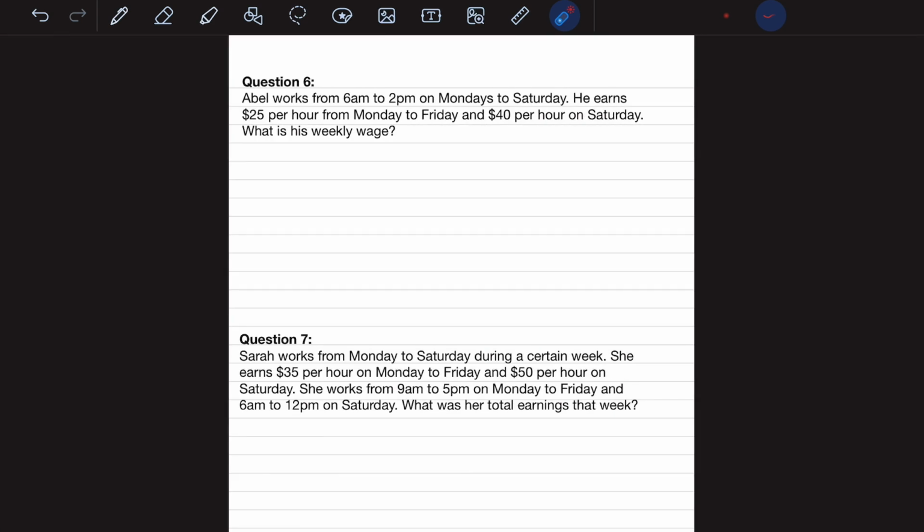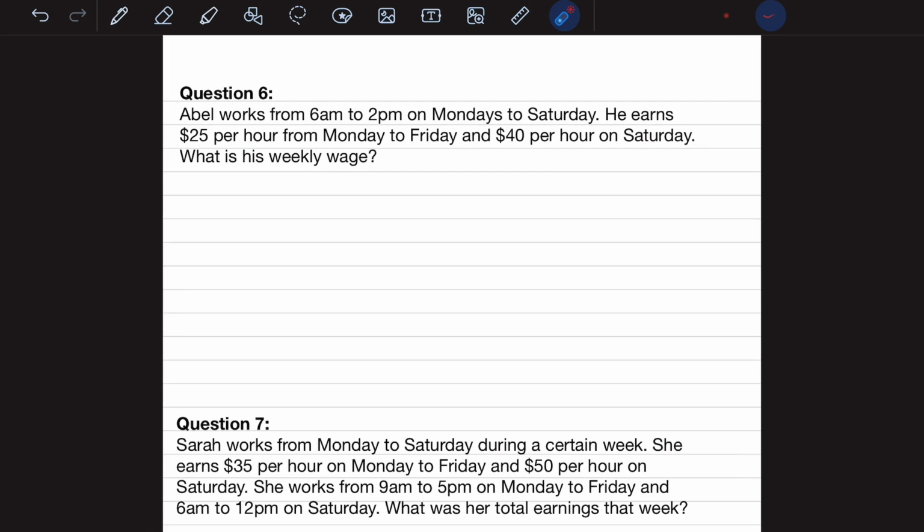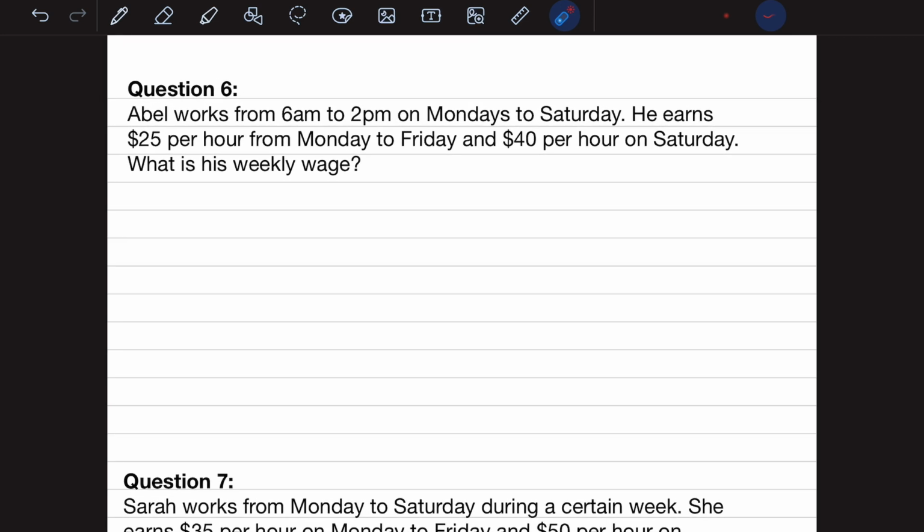Moving along, question 6. So we have similar questions here for 6 and 7. So we should be able to get these correct. So pause the video and try these now. So the difference with these questions is that we have different hourly rate for different days. I'm guessing it's more for the weekend, there's a different rate. All right, let's correct.